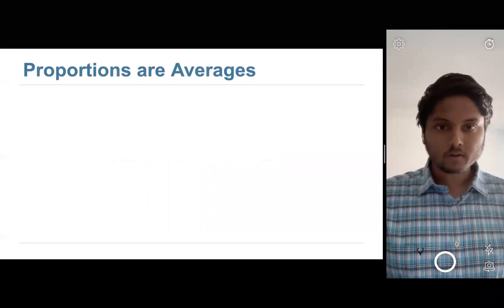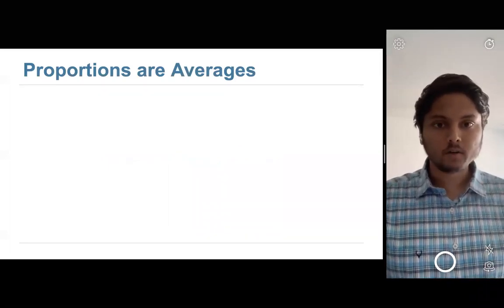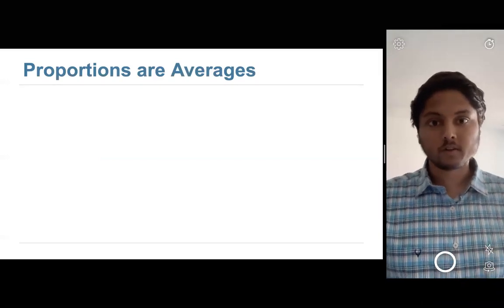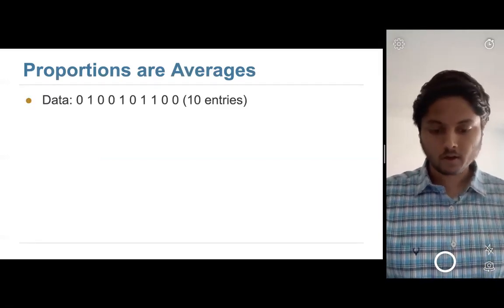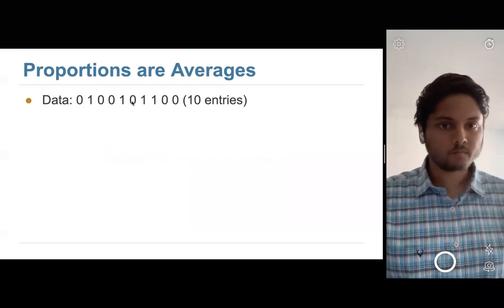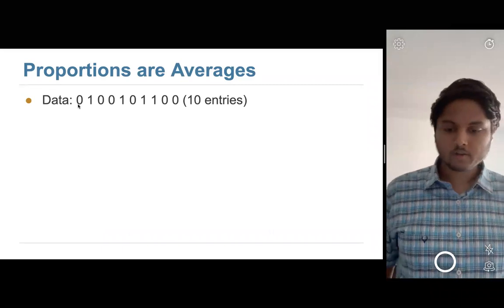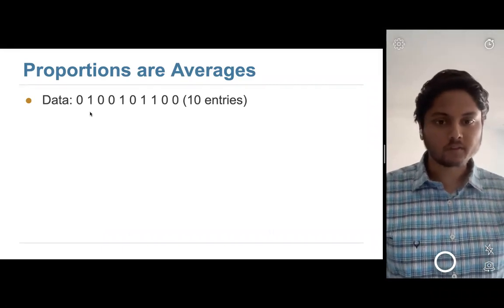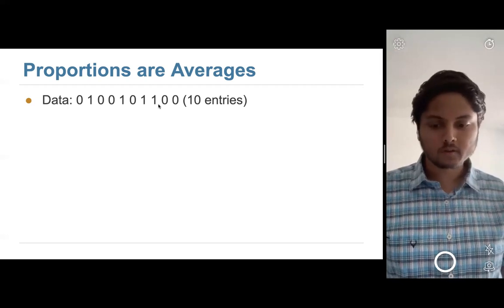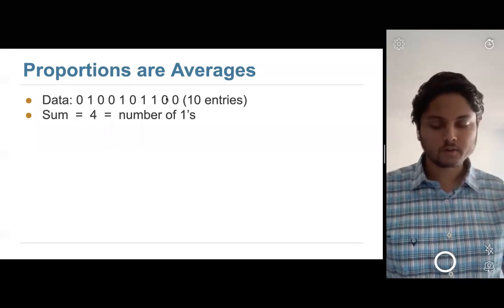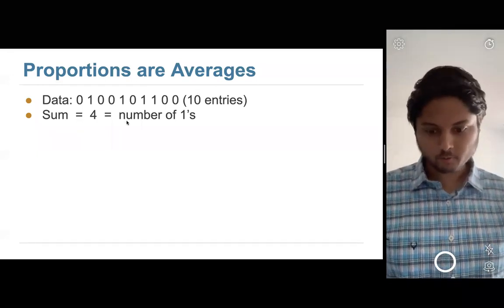Firstly, what's cool about data that's 0 or 1 is that the proportion of things that are 1 is actually just equal to the average of the data. So let's actually show that. Let's say that we have these values in some population: 0, 1, 0, 0, 1, 0, 1, 1, 0, 0. So we have 10 different values, and 4 of them are ones. The sum of this is 4 because there are 4 ones. So the sum actually just equals the number of ones.